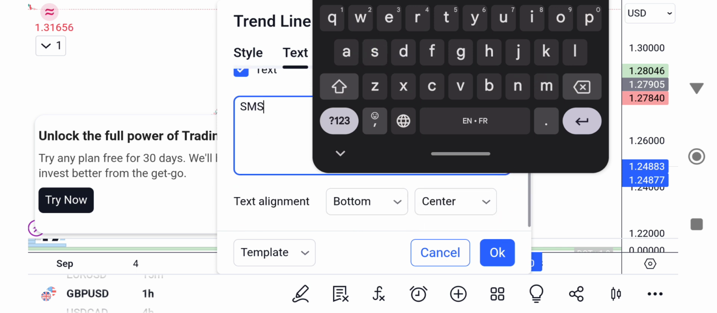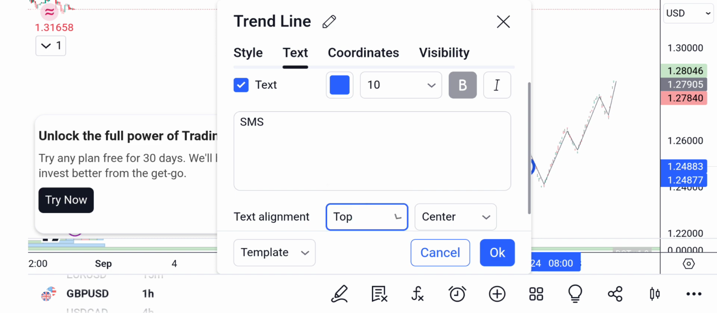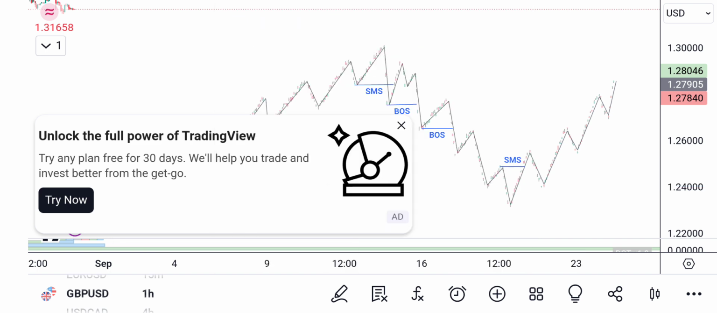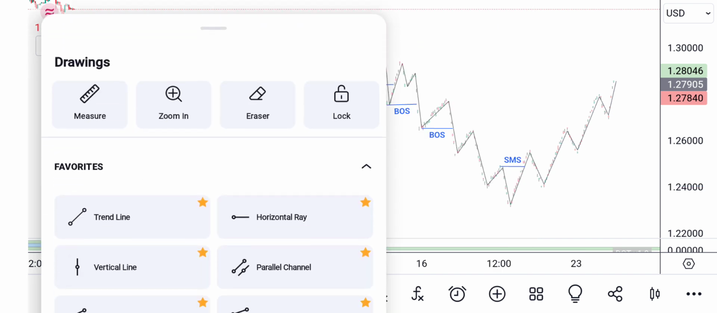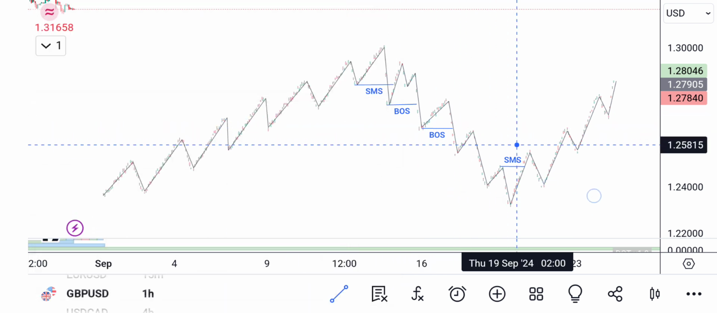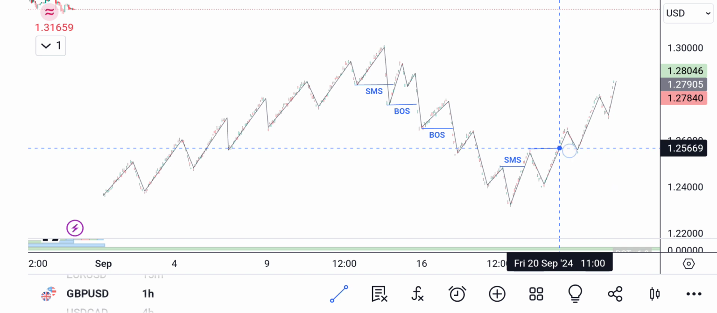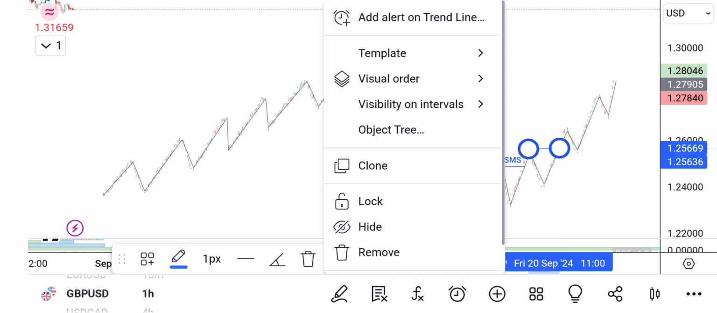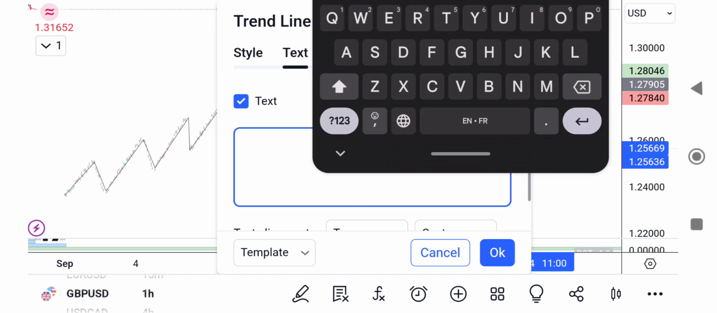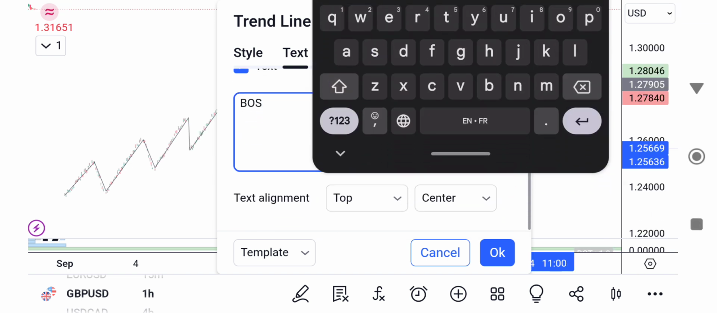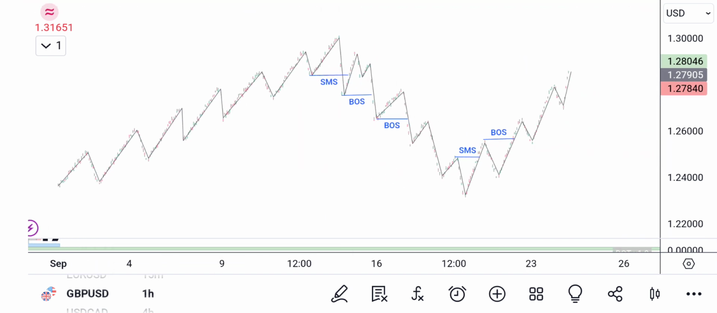Okay, and this one has to be top and centered like this. Okay, I hope this is clear. Now if it continues as an uptrend, this becomes what? A bullish break of structure. Okay, I hope you get this. It is very easy to annotate it. You said you were finding it difficult, but if you just follow this video, you understand it better.